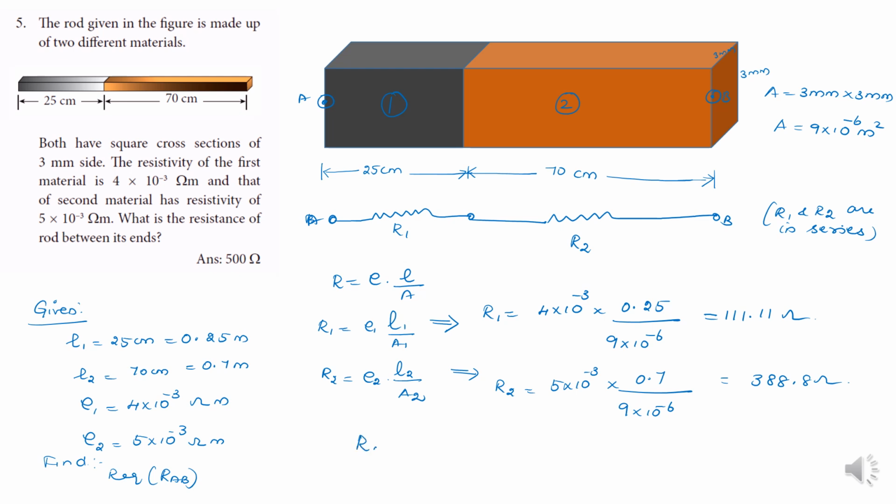RAB or R equivalent in series combination is equal to R1 plus R2, which is 111.11 plus 388.8. So this is 499.99. Therefore, R equivalent is around 500 ohms. That's it.